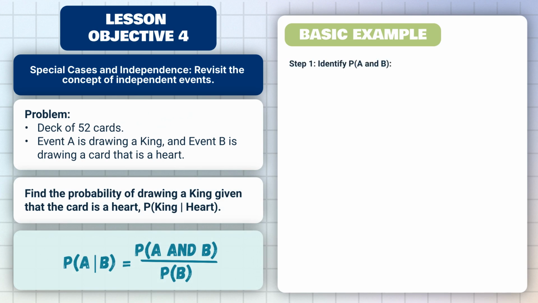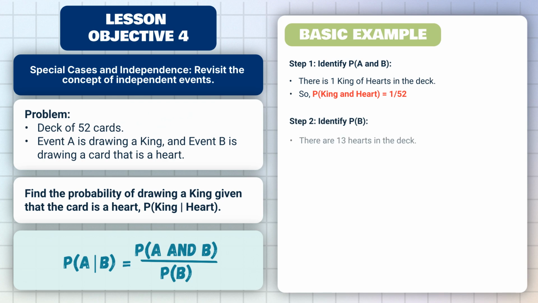Step 1. Identify the probability of A and B. There is one king of hearts in the deck. So the probability of having a king and heart is 1 over 52. Step 2. Identify the probability of B. There are 13 hearts in the deck. So the probability of heart is equal to 13 over 52.